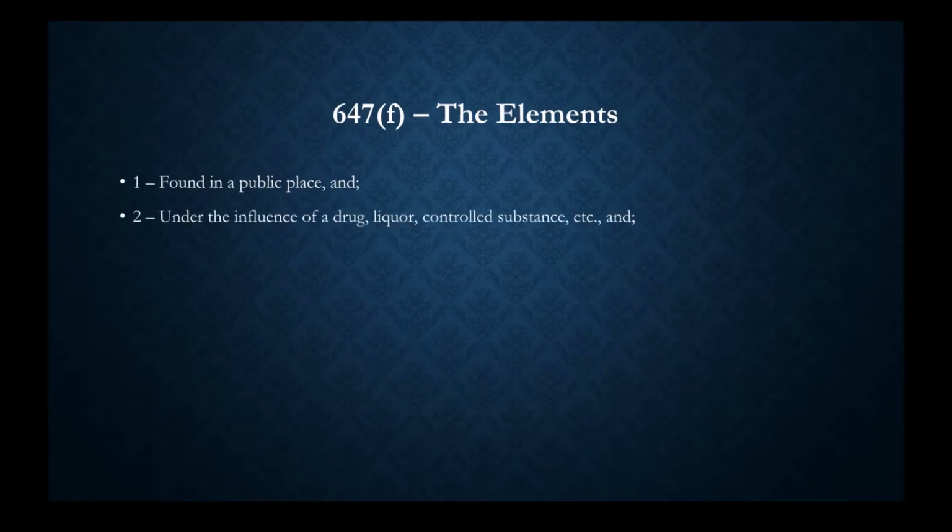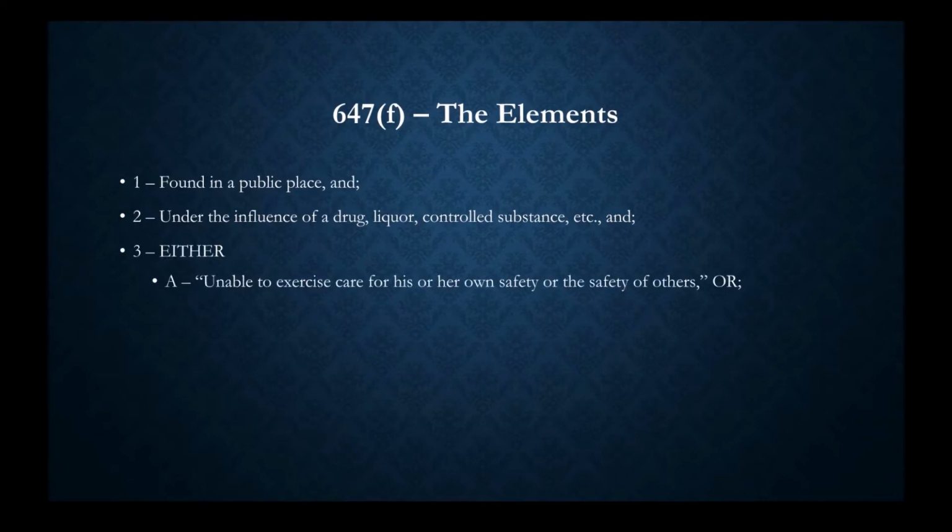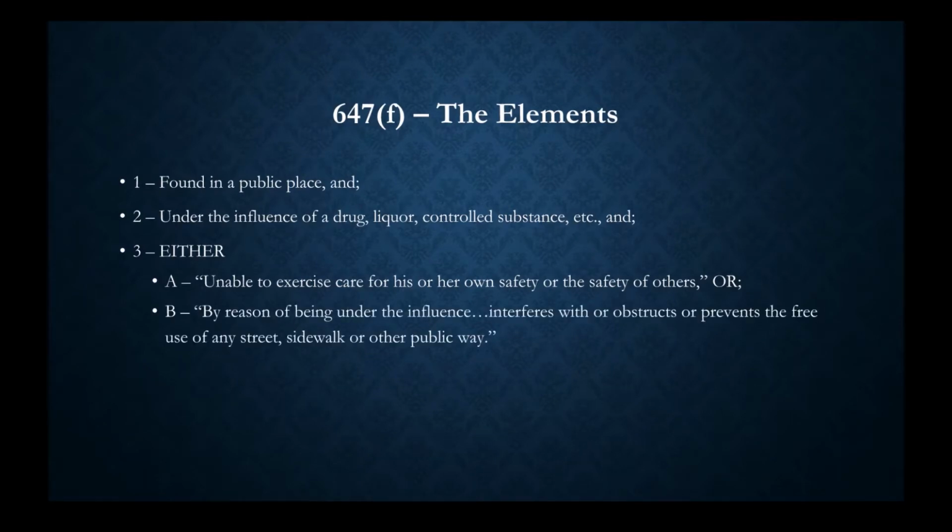Further, you have to be under the influence of a drug, liquor, controlled substance. I think toluenes are in there, and all the usual things that you can be under the influence of. And further, one of the 2 following things: either you have to be unable to exercise care for your own safety or the safety of others, or you have to be obstructing or interfering with the use of a public way by reason of being under the influence.